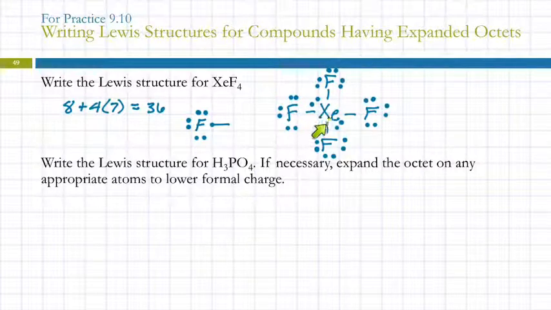So we need to check out the formal charge on xenon. Xenon brought in 8 valence electrons. And how many would it leave with when we cut those bonds? 8. So we leave with 8, and so we've got 0 formal charges. Any questions?